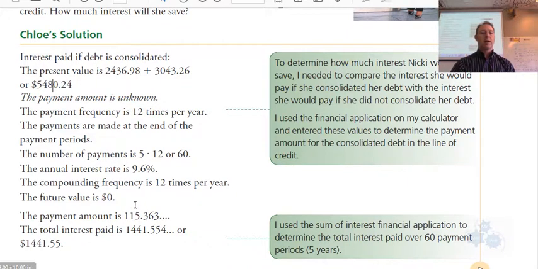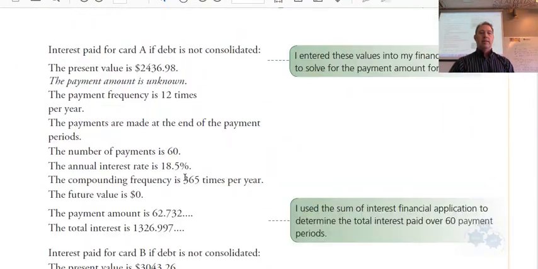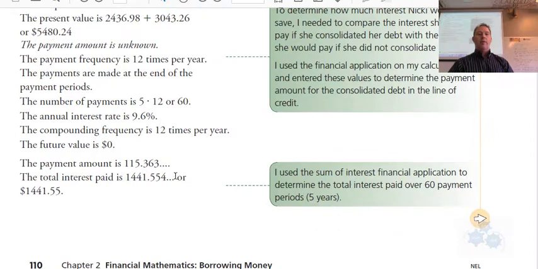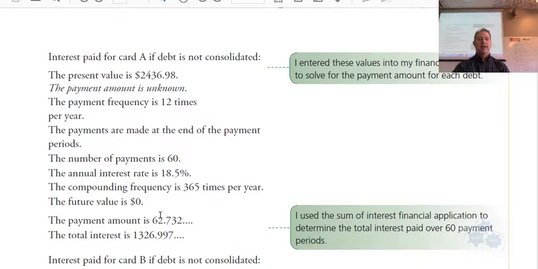Now, the payment amount. So what you're actually trying to figure out is what my regular payment is going to be, right? So it's $115.36 and so on, total interest. Okay, so she's finding out how much she would have to pay in interest if it's consolidated. The second part would be to compare: if she kept on with those credit cards and had to pay it off normally, what would that look like?